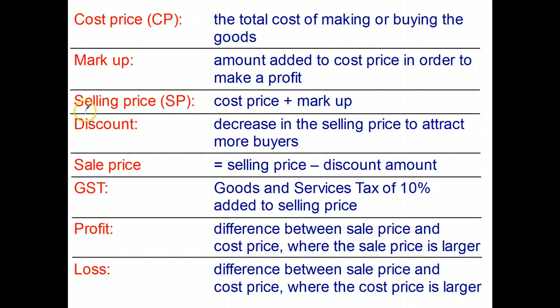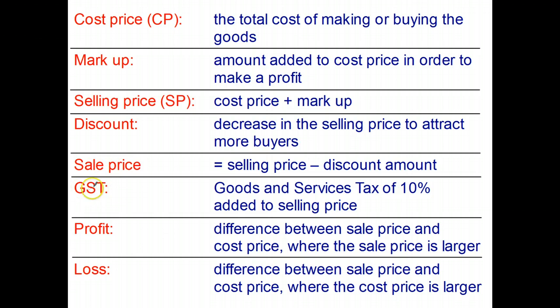Now let's say that after a couple of weeks he hasn't sold his laptop yet. So what he's decided to do is to decrease the selling price to try to get a buyer for the laptop, and that's called a discount. So you might decide to offer a $100 discount. So you take your selling price of $600, subtract the $100 discount, and that gives you what's called the sale price, which in this case is $500.